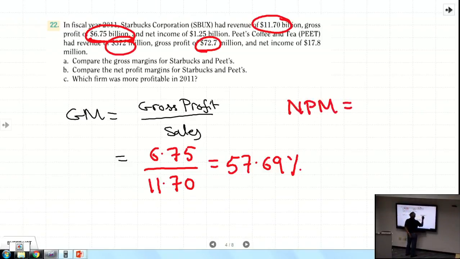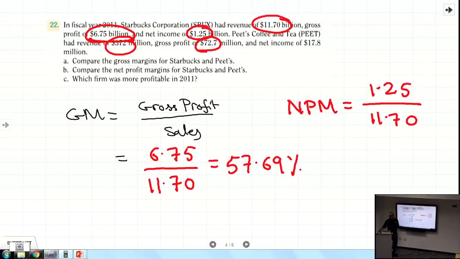Net profit margin is going to be net income. So we take net income of 1.25 and divide that by revenue of 11.70. Make sure that all your units are matched up. Since over here everything is in billion, we can write them directly. If revenue is in billion and net income is in million, then make sure you represent them appropriately. So net profit margin is going to be 10.68 for Starbucks, and similarly, you can calculate that for Pete's Coffee.